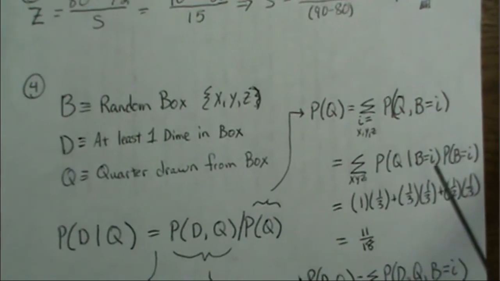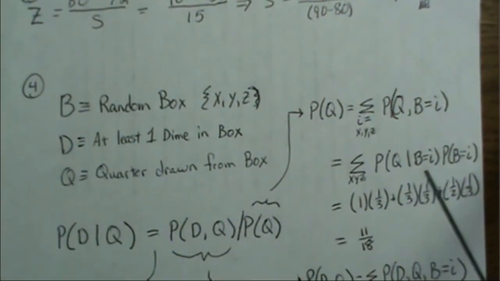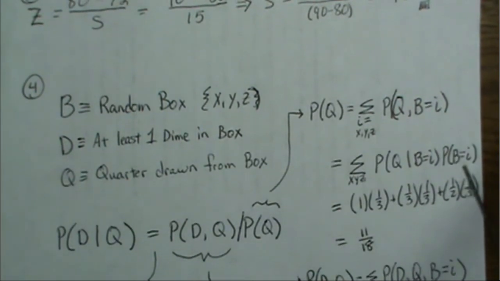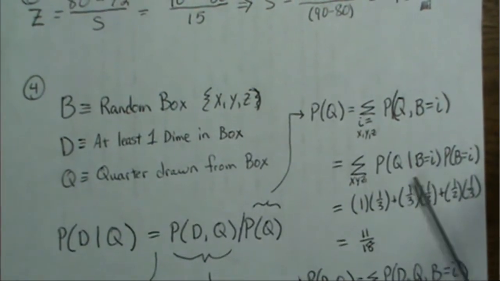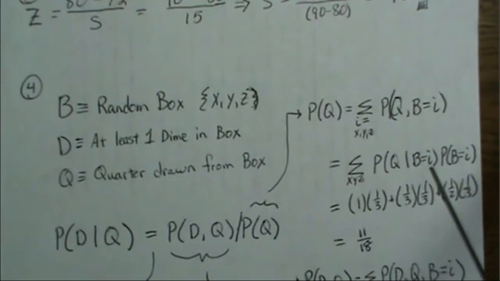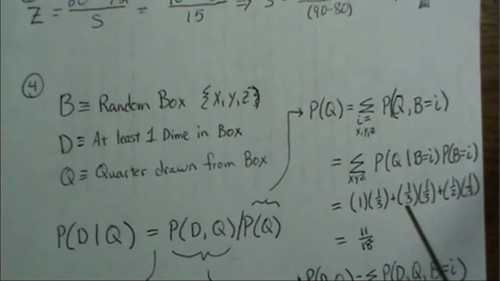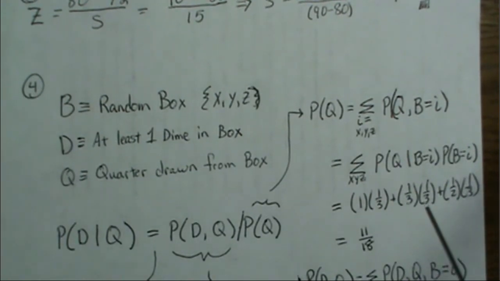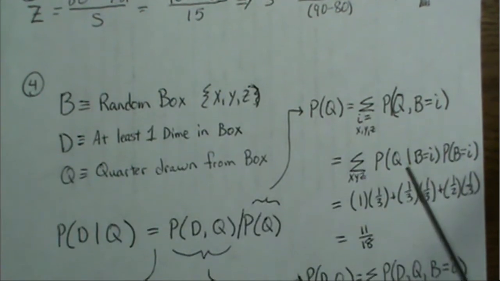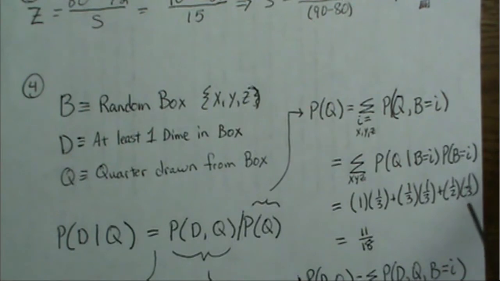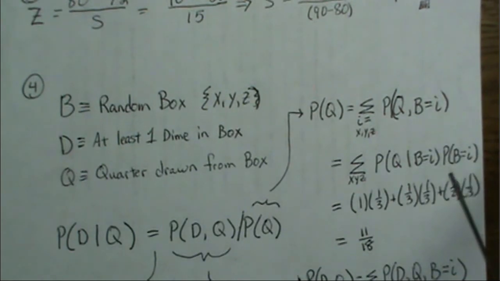So when i is X, so we're at box X, the probability of drawing a quarter is 1. And the probability that we drew box X is 1/3. So then we add that to the probability that we draw a quarter given box Y is 1/3. Probability we draw box Y is 1/3. Now, probability we draw a quarter given box Z is 1/2 times probability that we're in box Z is 1/3. So that equals 11/18.